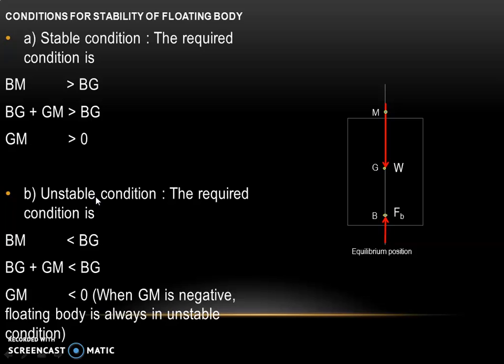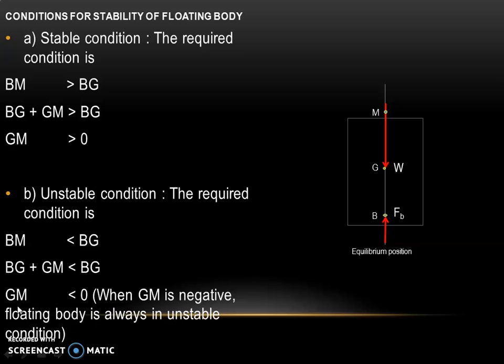For unstable condition, the required condition is BM should be less than BG. BM is sum of BG and GM, so BG plus GM should be less than BG. And we can write GM should be less than 0. When GM is negative, the floating body is always in unstable condition.